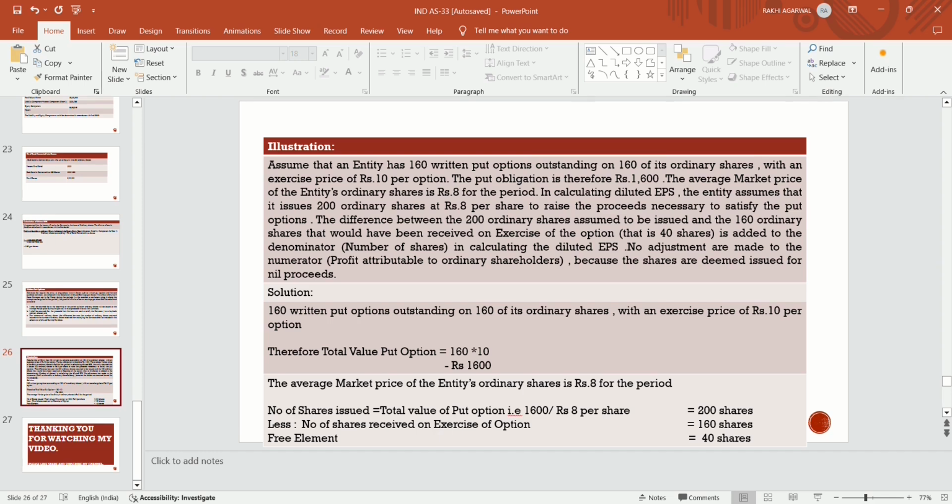So, in this case, the number of shares in the denominator is increased. The total value of the put option is 1600 and the average market price of the ordinary shares is 8. So the number of shares issued is 200 shares, 1600 divided by 8. So 200 shares less the number of shares received on exercise of the option, 160. So the free element is 40. That free element is added to the denominator while calculating the diluted EPS. In the numerator, no adjustments are to be made because the shares are deemed to be issued for nil proceeds. Only in the denominator you will add the free element.